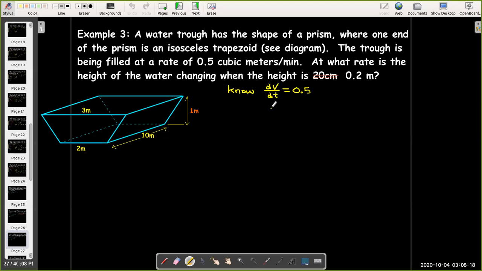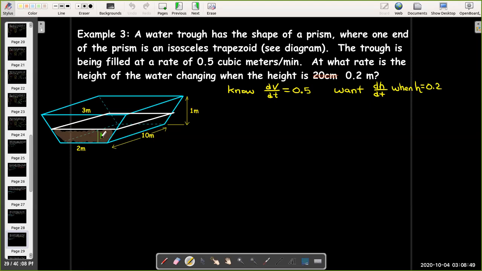All right, what do we know? Well, the change in volume, dV dt, is 0.5. We'd like to know the change in the height, dh dt, when h equals 0.2. Now, what does h mean? Again, this is like the other water tank. The water inside the water trough itself is going to form its own trapezoidal prism. So the h we're talking about is the height of the water inside the water trough.